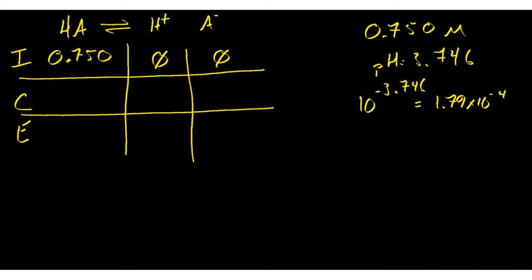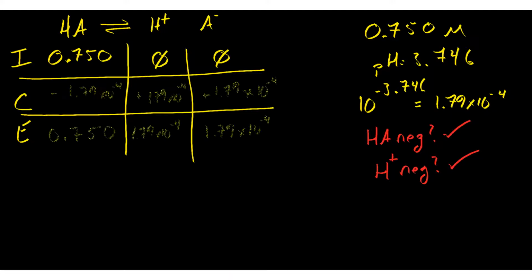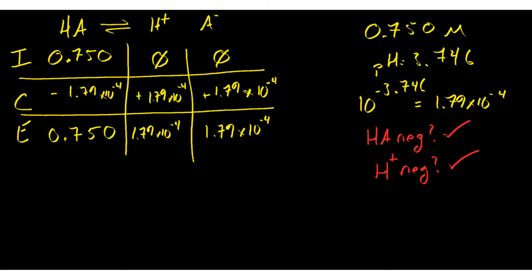Now, let's do a quick check. Is this going to be negligible compared to the initial concentrations of HA or H+? And 1.79 times 10 to the negative fourth is right there in the sweet spot. Too small to affect the 0.750, too large to be affected by the 10 to the negative seventh that comes from the autoionization of water. So it's negligible on both fronts. Awesome. We can ignore all that other stuff. And that gives us our equilibrium concentrations: 0.750 molar for HA, 1.79 times 10 to the negative fourth for H+, and 1.79 times 10 to the negative fourth for A-.